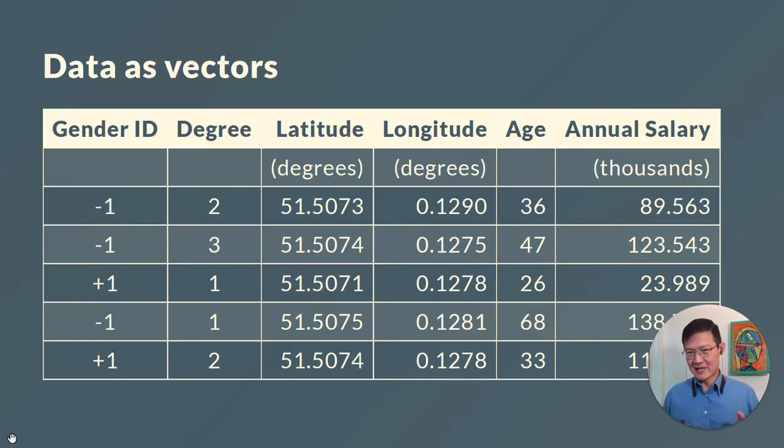Remember, in machine learning, data often comes as vectors. So each column is a different feature, and each row is an example. This is a made-up data set on some sort of employee database.